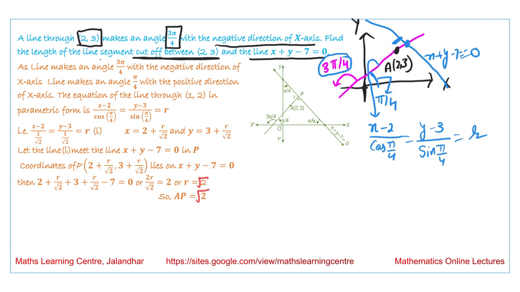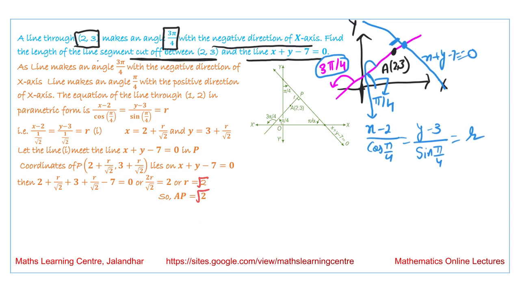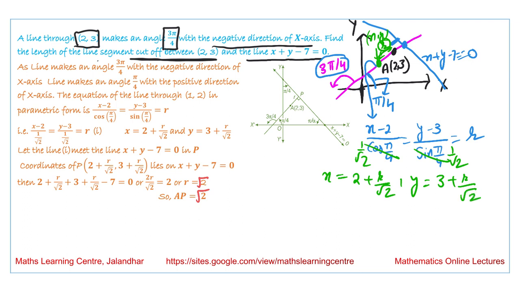How are we calculating the value of r? If any point over here is x comma y, and the distance between these two is r, then we get the equation in this form. So this implies x is equal to 2 plus r by root 2, since this value is 1 by root 2, and y is equal to 3 plus r by root 2.